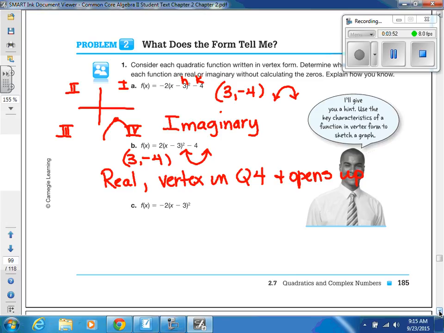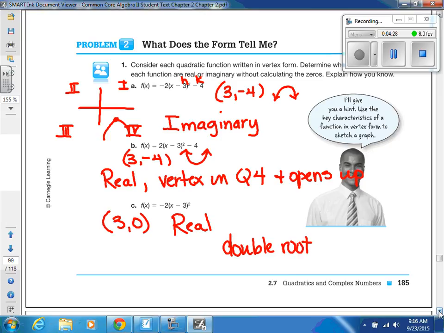How about C? What's the vertex? Real or imaginary? Real. Not only are they real, where is this vertex? On the x-axis. The vertex sits on the x-axis. So this is one real double root. It's actually sitting on the x-axis.